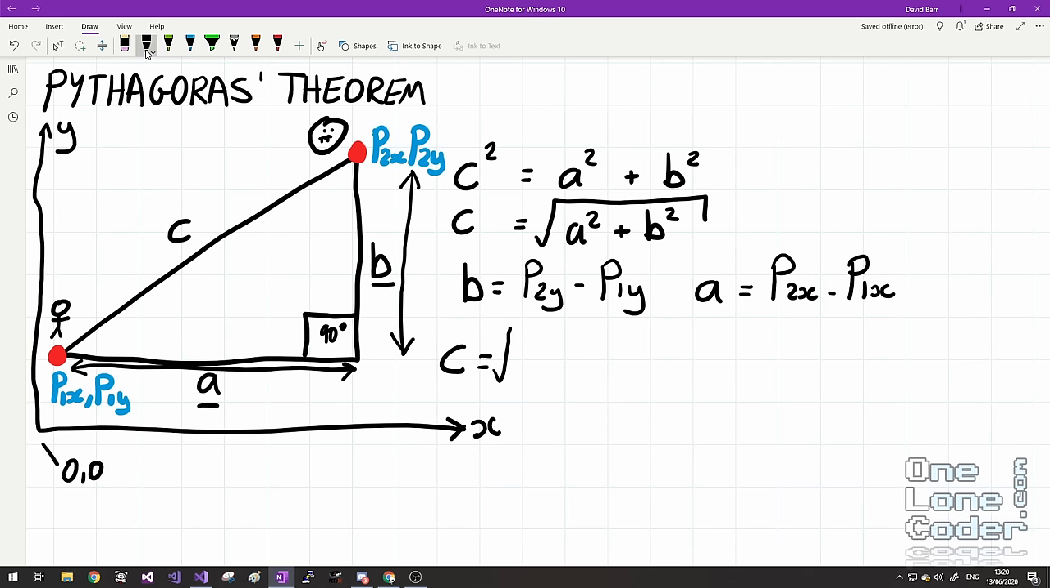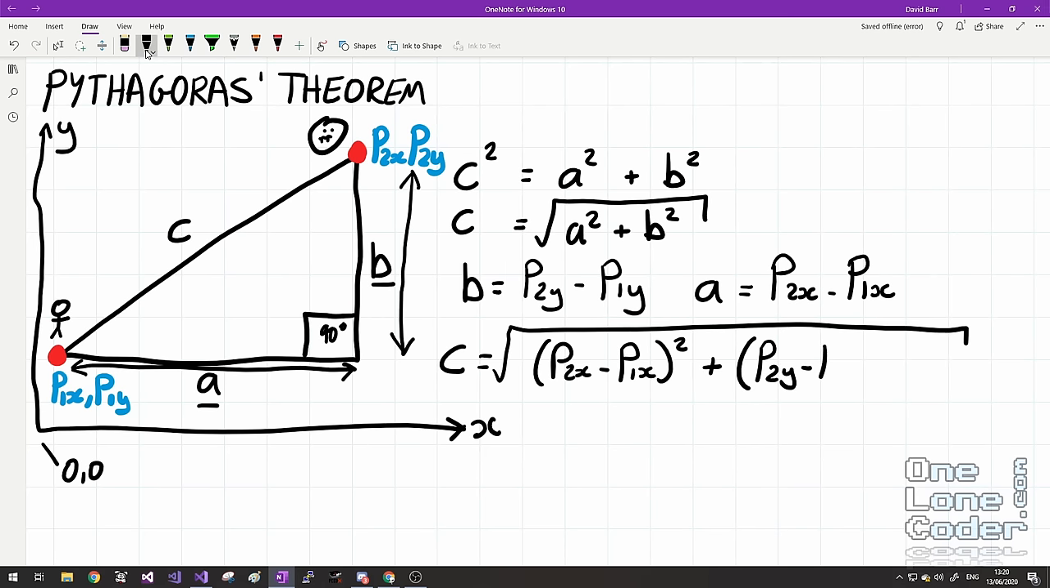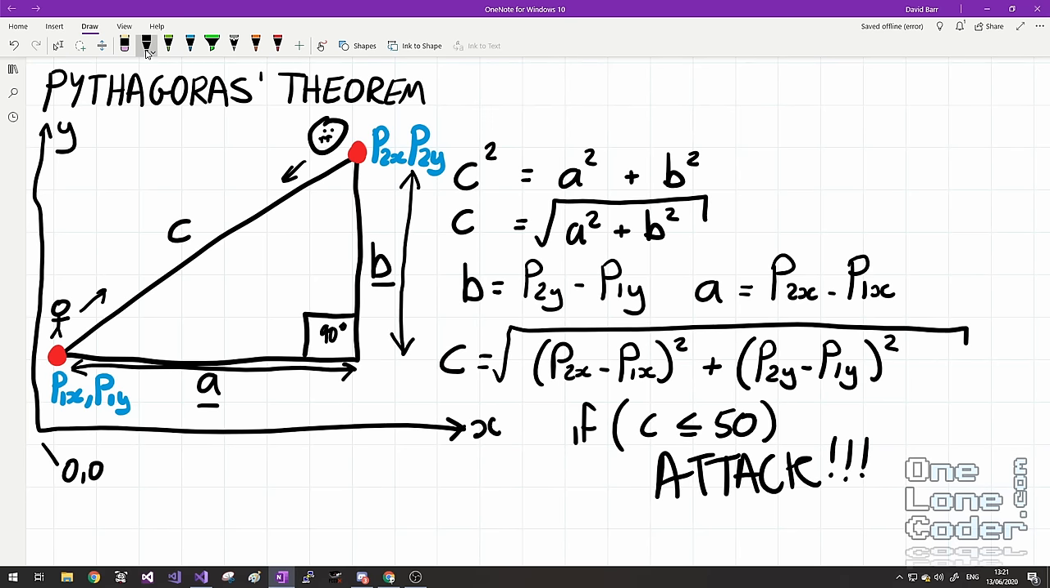C equals the square root of, it's going to be a long one, P2x take P1x squared plus P2y take P1y also squared. In principle, it doesn't matter whether we do P2 take P1 or P1 take P2. All C is the distance between the 2 points. And that distance, well, it's just a fixed scale of value. So whether we look at it from the player's perspective or from the enemy's perspective doesn't make any difference. Once we know this distance, we can make assumptions. So for example, if C is less than or equal to 50, that might be some unit in our game space, then attack.